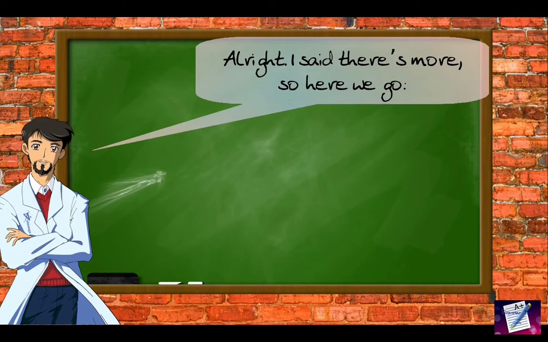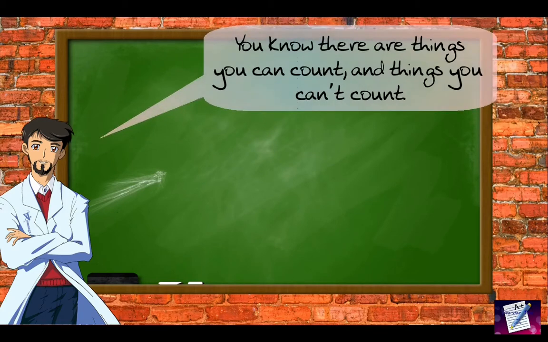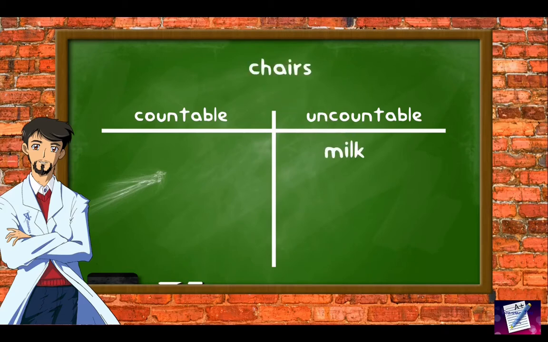I said there's more, so here we go. You know that there are things that you can count and things you can't count. Let's put them in a table with countable and uncountable. Can you count milk? 1 milk, 2 milks, 3 milks? No, you can't, can you? That's why it's uncountable. Chairs? That's easy, it's already a plural. It's countable, yes. Dog. 1 dog, 2 dogs, 3 dogs? Countable.